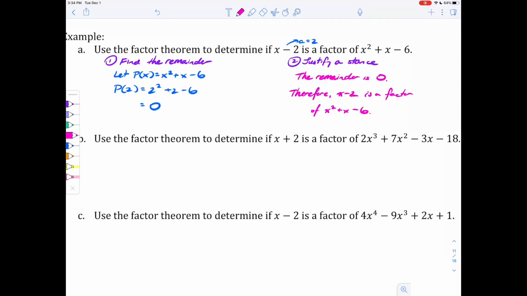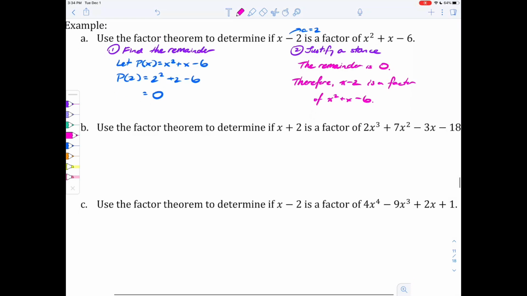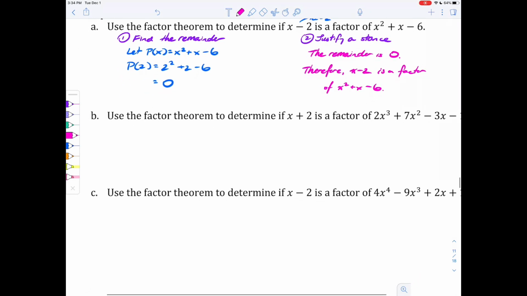I double dare you to try the remaining 2 examples. So pause the video and then fast forward if you need to, and see if you get the same things I get. Same steps. 1, I will find the remainder. And then I will justify a stance.